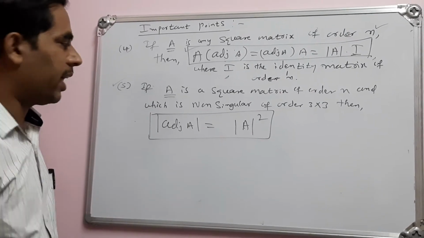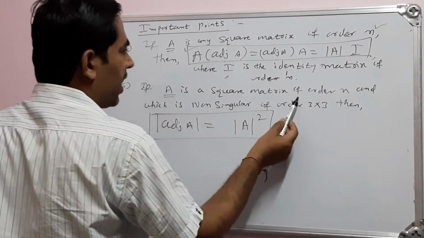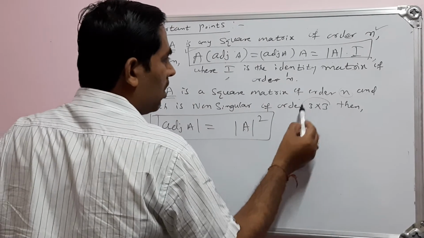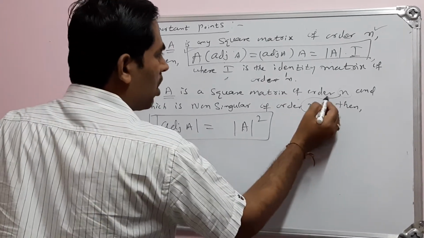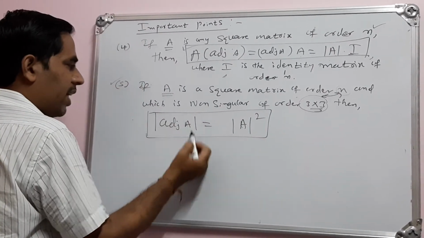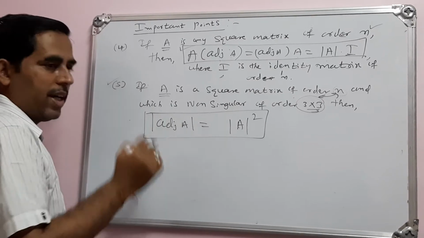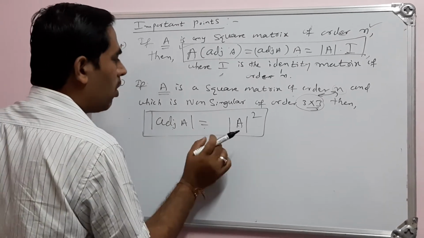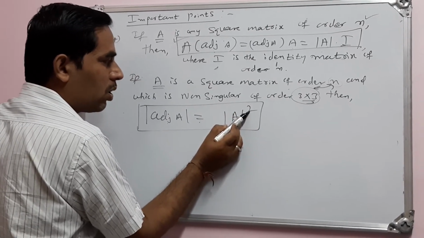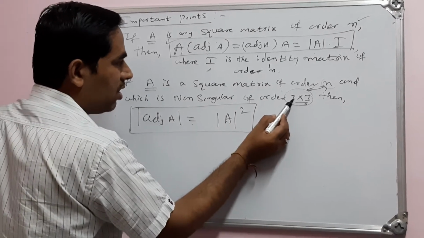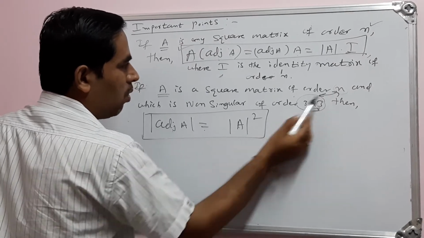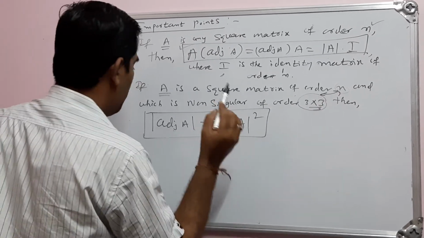See, you can add this point also. So we can understand this by taking the example. Okay, let us see, A is a square matrix of order n, and which is non-singular. Okay, non-singular. So order maybe, say I have taken the order as 3 cross 3. Then if we take the determinant of its adjoint, determinant of adjoint A is equal to, what will be the answer on the right hand side? See, determinant of A whole square. Here order is 3, so n is equal to 3. Then it becomes 1 less than n, that will be 2.